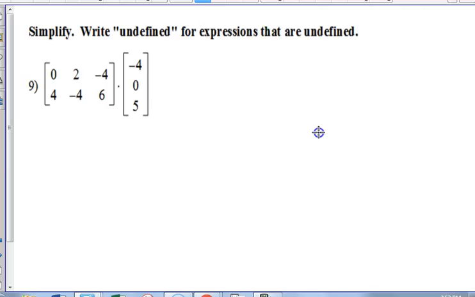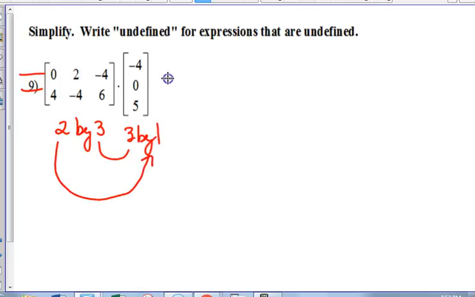Okay, here we go. We're going to try number 9. What size is this first one? 2 rows across by 3 columns up and down. This one is, careful, 3 rows across by all in 1 column. Can we do this? Yes. What size will the answer be? 2 by 1. All right, so we're going to have one big column with 2 rows in it.